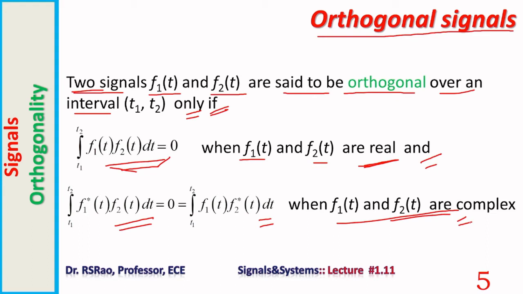One point to be kept in mind is that orthogonality is defined with respect to two signals, like orthogonal vectors. Two vectors are said to be orthogonal. A single vector cannot be orthogonal. Orthogonality of a vector is with respect to another vector. In the same way, orthogonality of a signal is with respect to another signal.